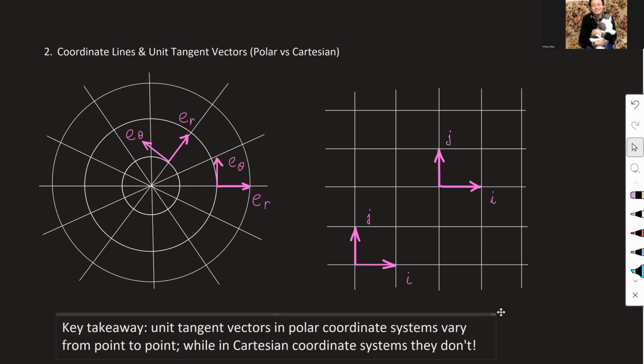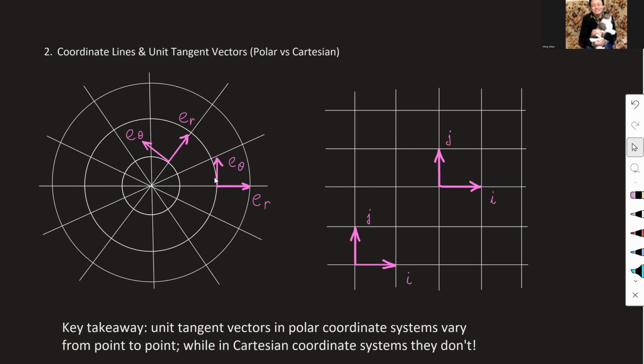On the picture to the right, we have coordinate lines for the Cartesian coordinates. When x equals constant, we just get vertical lines. And when y equals constant, we have horizontal lines. Now let's look at unit tangent vectors. This is how we construct them.